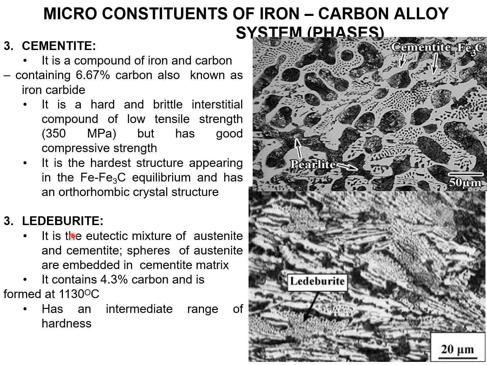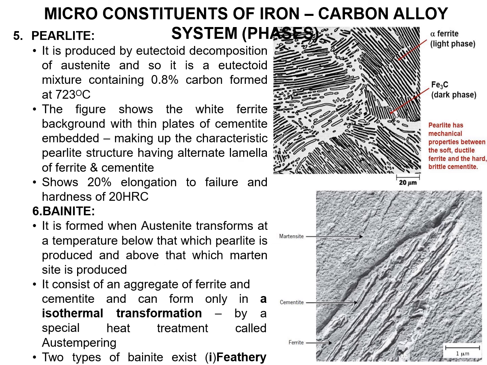And then the next one is ledeburite. Ledeburite is a mixture, like a plate-like mixture. It has 4.3 percent of carbon, and it forms at 1130 degrees centigrade. In the iron carbon phase diagram, all these microstructures will be available. Pearlite means ferrite plus cementite, we can call it a pearlite mixture. The structure looks like this.